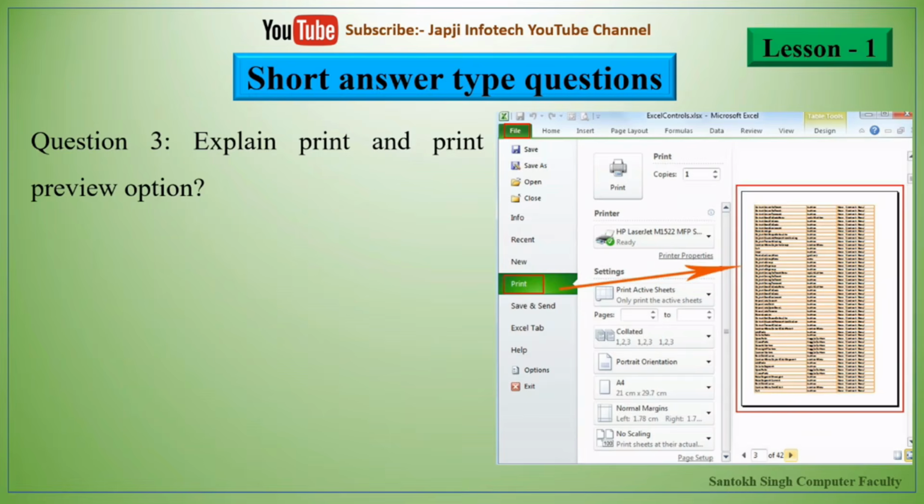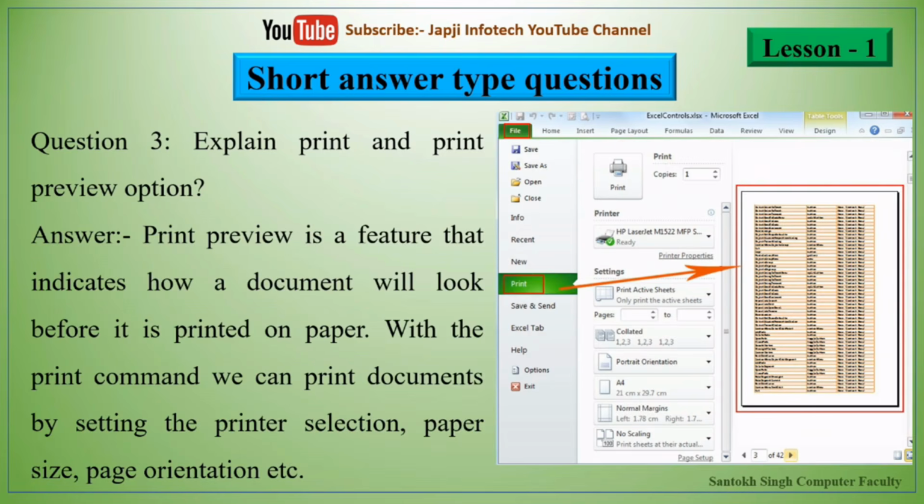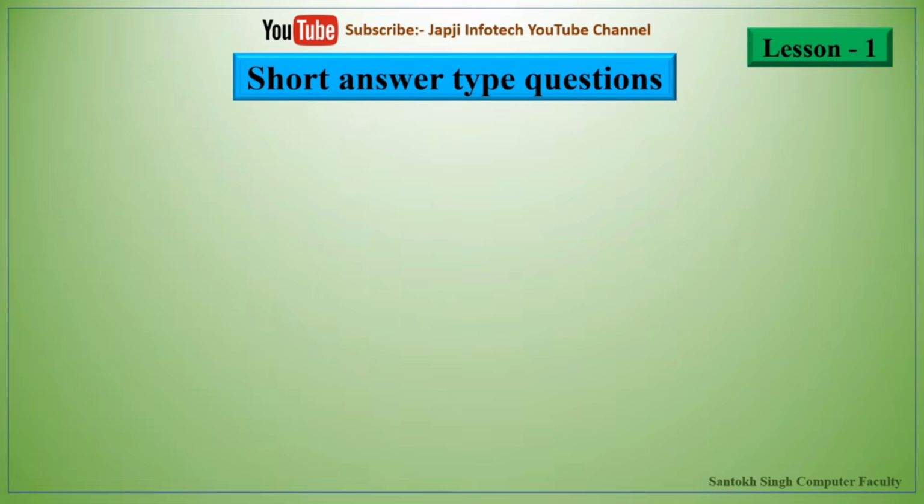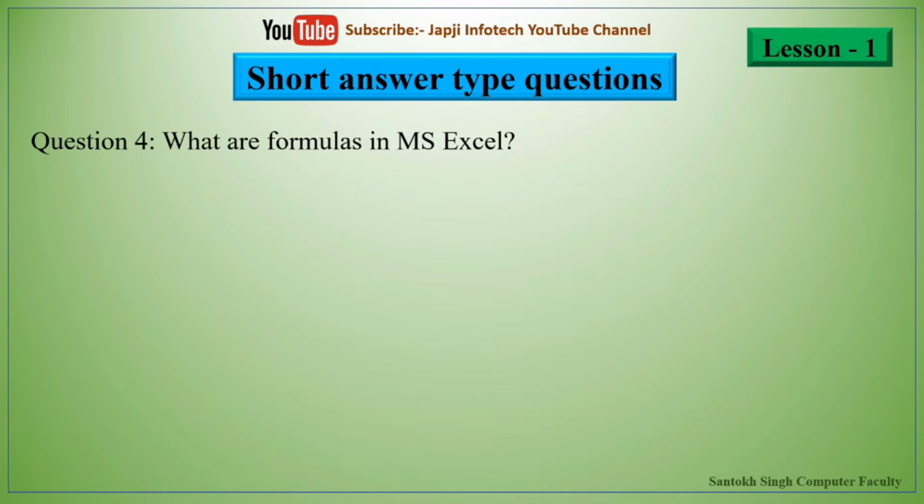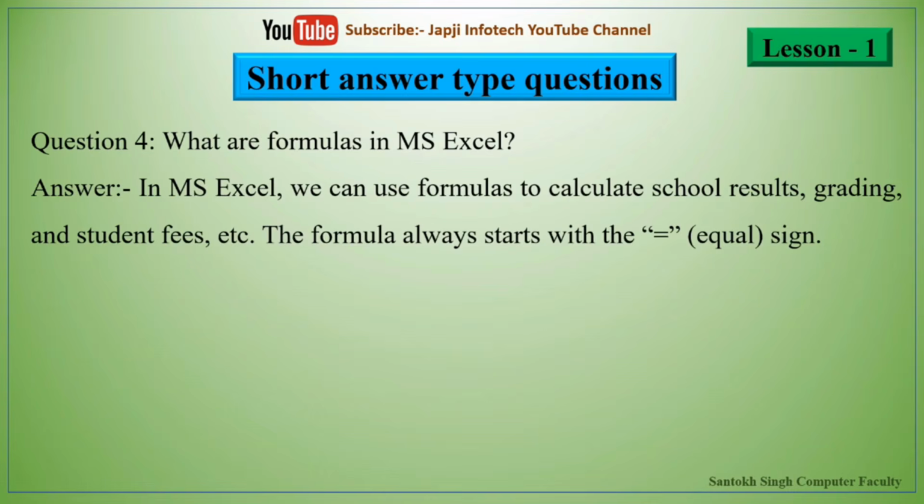So our third question is explain print and print preview option. So print preview is a feature that indicates how a document will look before it is printed on paper. With the print command, we can print a document by setting the printer selection, paper size, page orientation, etc. So our fourth question is what are formulas in MS Excel? So in MS Excel, we can use formulas to calculate school results, grading, and student fees, etc.